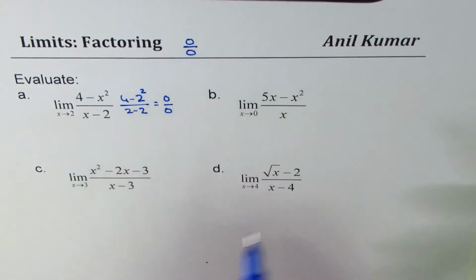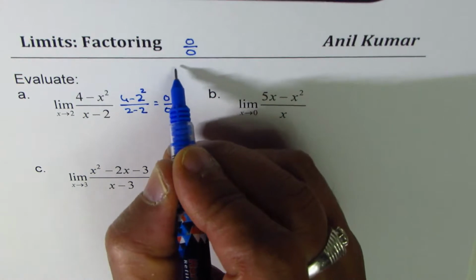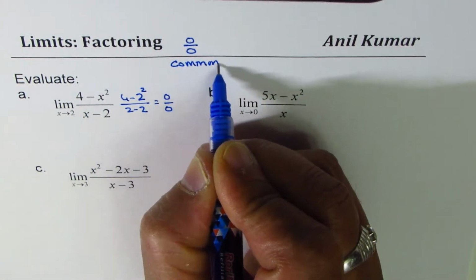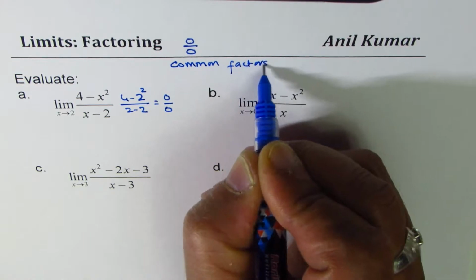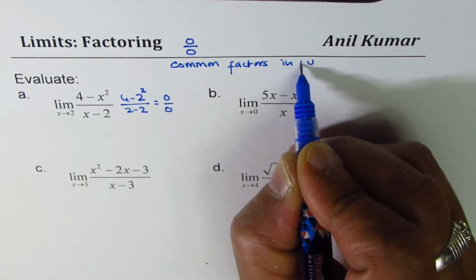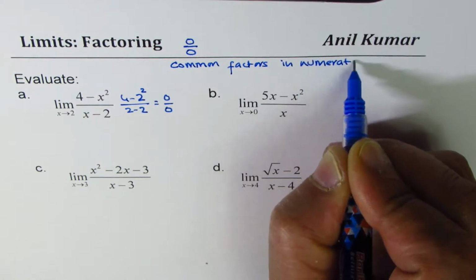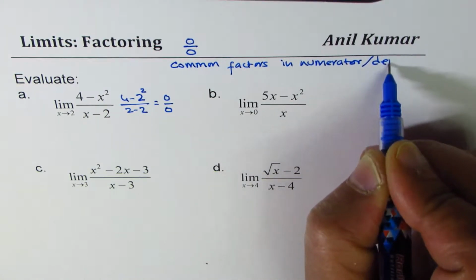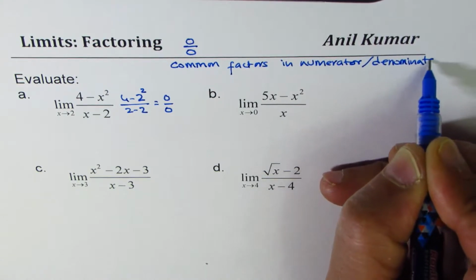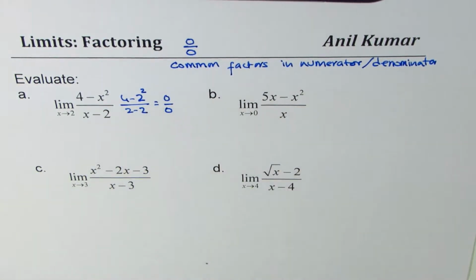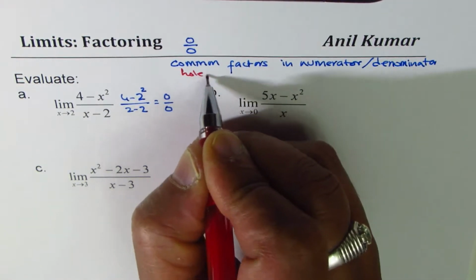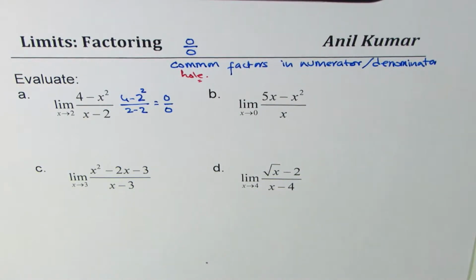Now whenever we have 0 over 0, it is clear that we have common factors in numerator and denominator. Is it okay? Both. So if I factor, I can cancel those factors. Perfect. After cancelling, we can find the limit. So that simply means that if you sketch a graph, we are expecting a hole at that point. Perfect. Now let's do the factoring and find the answer, right?